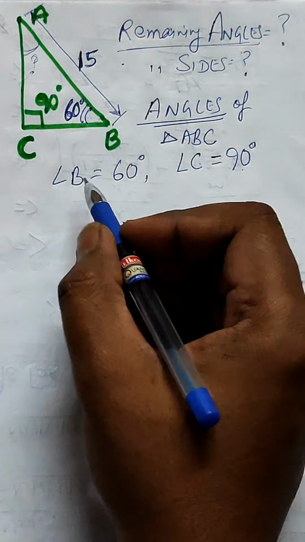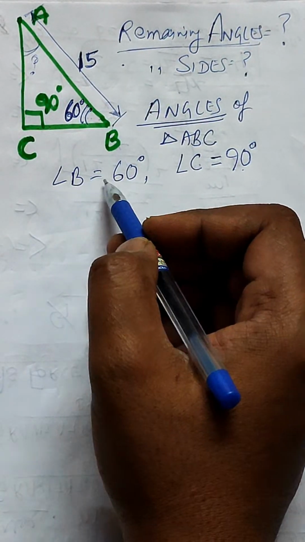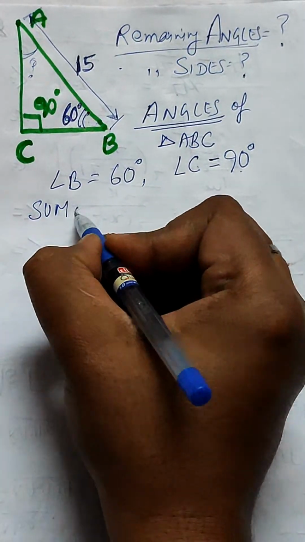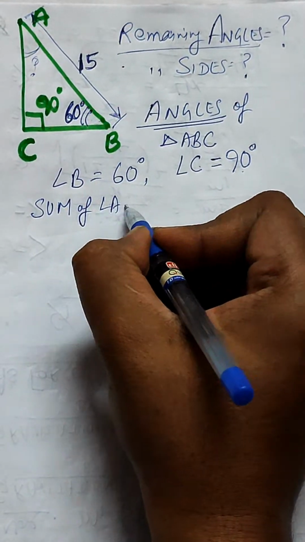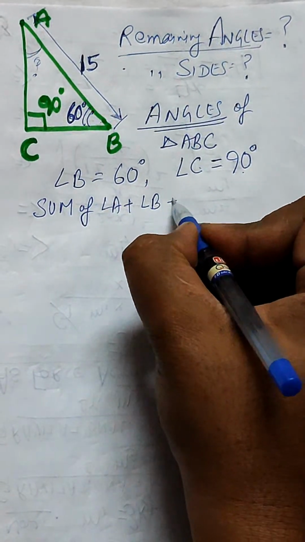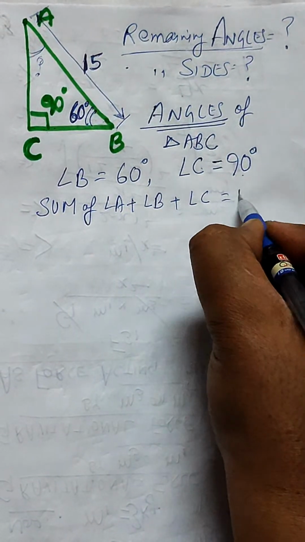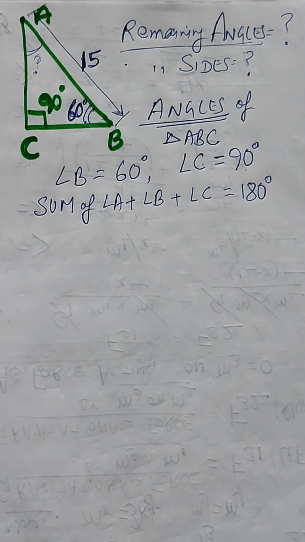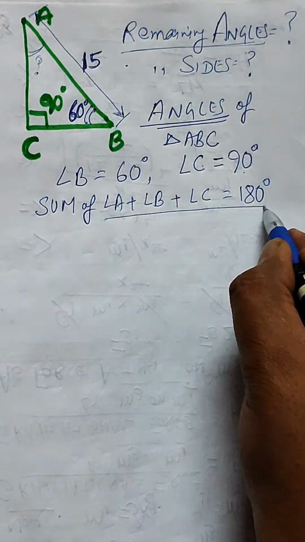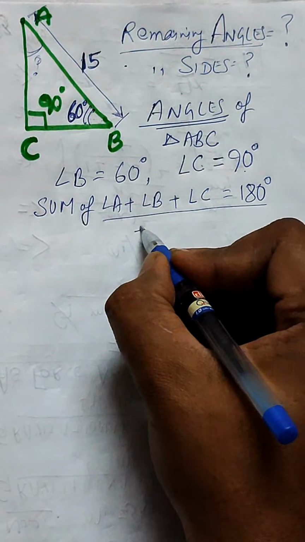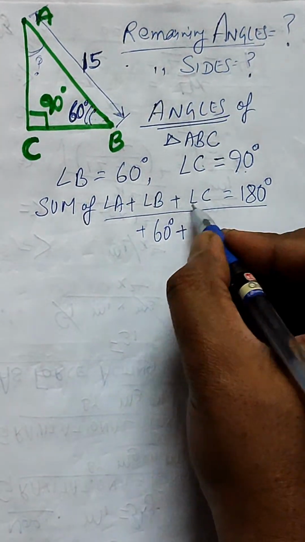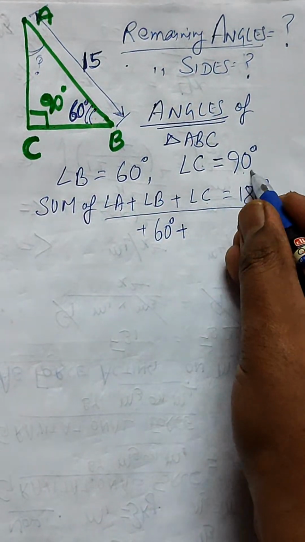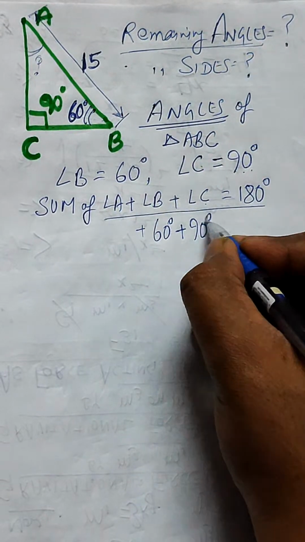You know that the sum of all the angles of a triangle is 180 degrees, right? So I'm writing the sum of angle A plus angle B plus angle C will be 180 degrees. Here the value of B is known to you, that is 60. Just put in this value. The value of C is known to you, that is 90. Just put in this value.